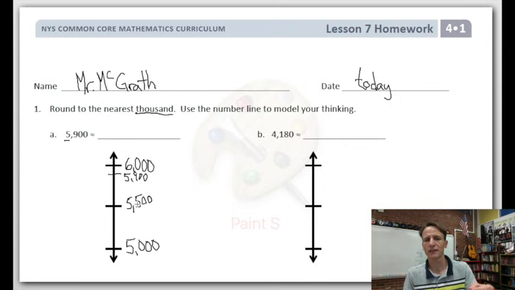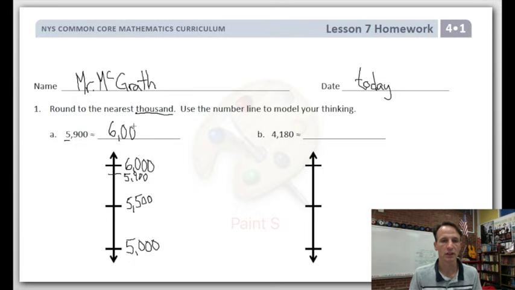5,000, 5,500, 5,600, 700, 800, 5,900, 6,000. Skip counting by hundreds there. Okay, so we took our time with that first one. So 5,900 is about equal to, rounds to the nearest 1,000 at 6,000. We won't take quite as much time on the rest of them.